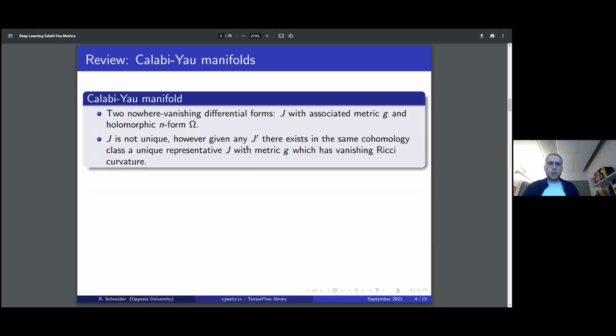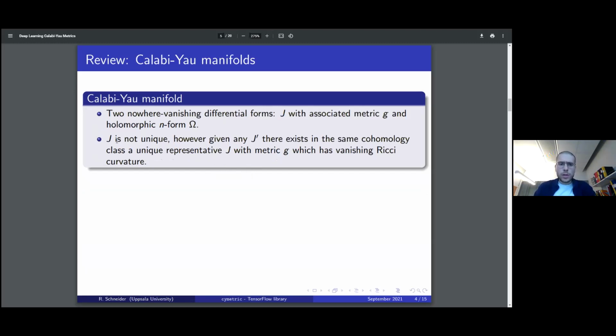Okay, so let's briefly review a few facts about Calabi-Yau manifolds. First, a Calabi-Yau manifold is a complex, compact Kähler manifold with vanishing first Chern class. And on any of these manifolds, we have two nowhere vanishing differential forms. There's a real two-form J, which has an associated metric G. And then we can also define the holomorphic n-form omega.